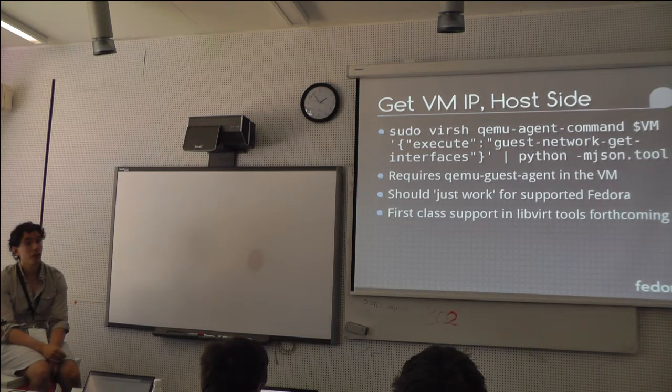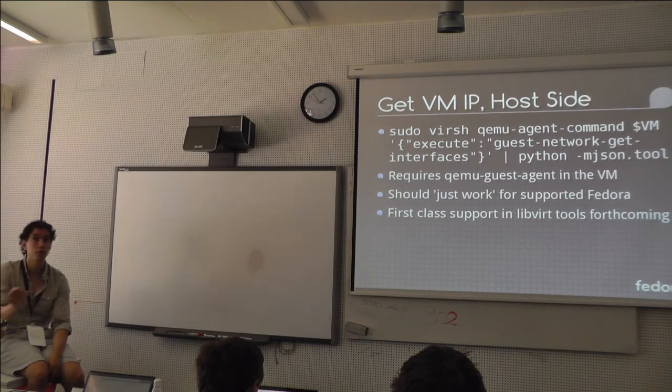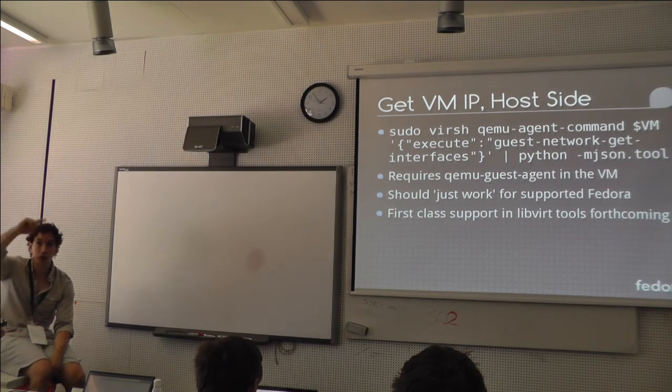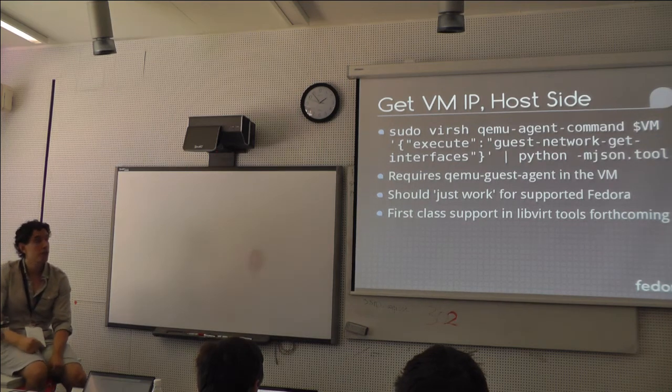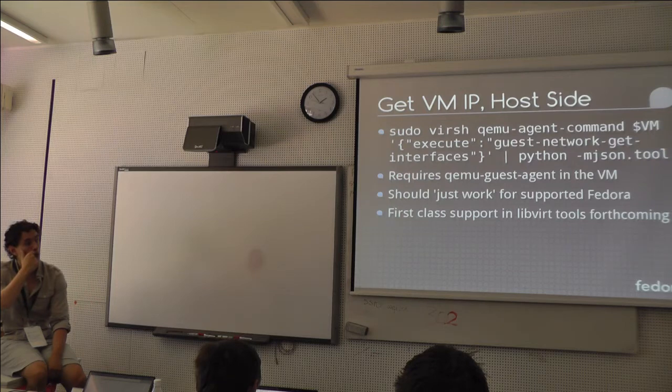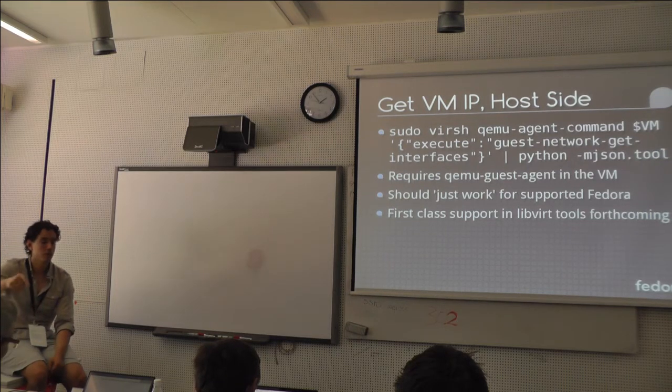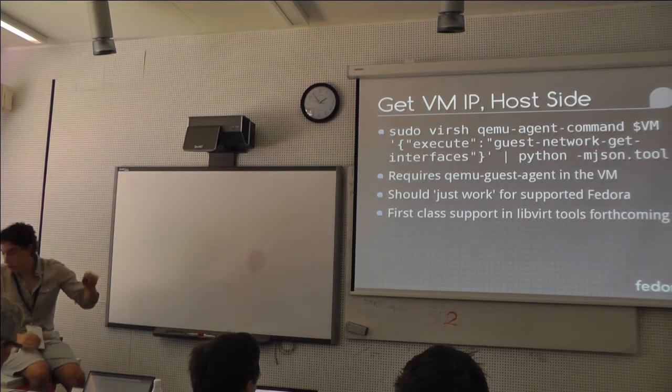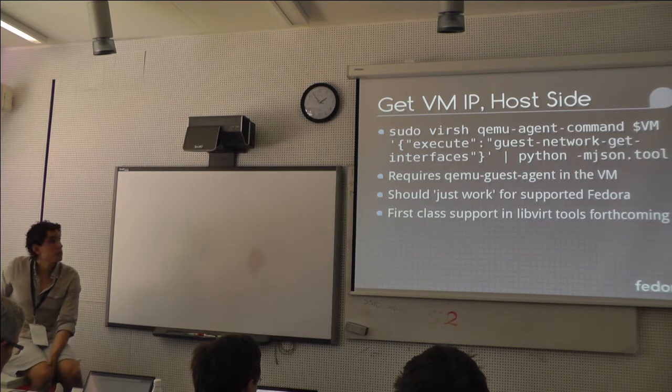And unfortunately, Fedora 19 Virt-Manager doesn't set up the host side communication channel for the QEMU guest agent. You can add it if you go to add hardware, channel, whatever, but this is only going to just work if you create the VM on Fedora 20. It is fairly cheap. And like I said, first class support coming.